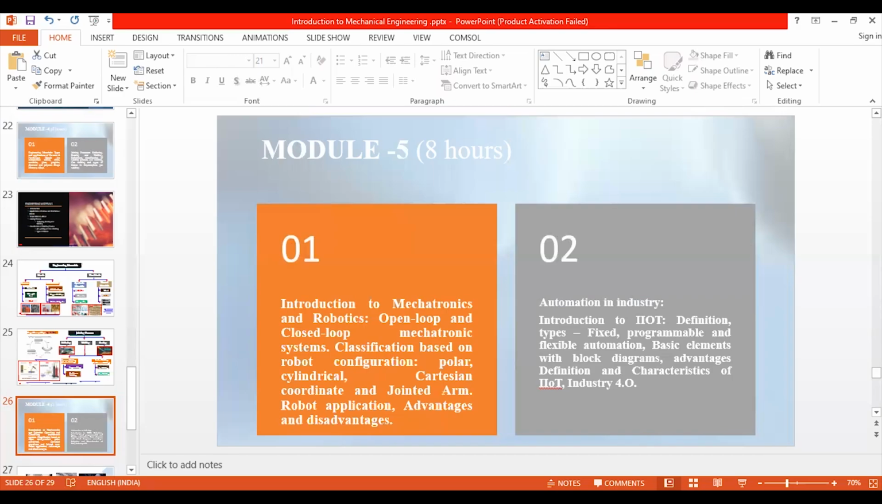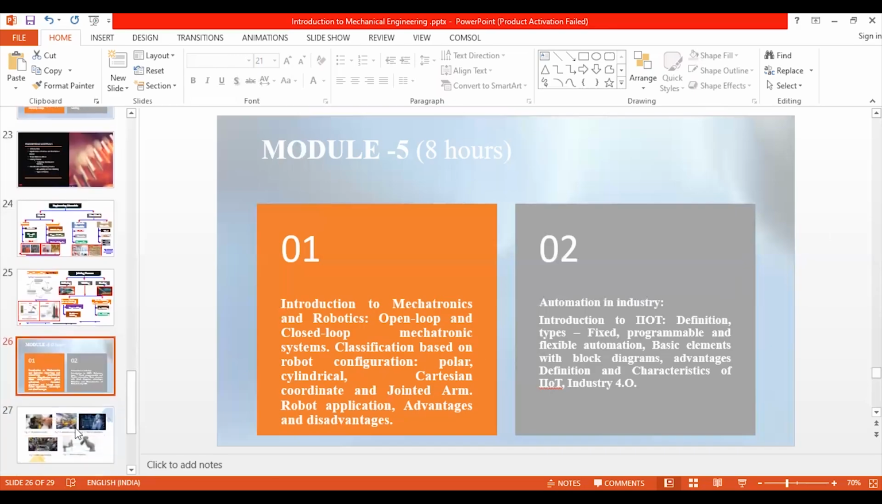Under automation in industry, definition, different types of automation like fixed, programmable, and flexible automation. Basic elements with block diagram, advantages, definition, characteristics of IIoT, and Industry 4.0 will be discussed.